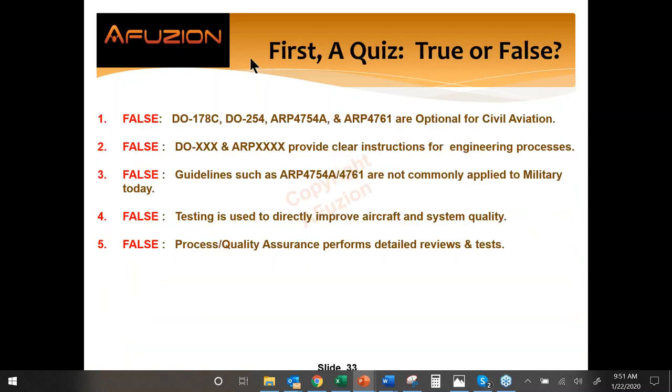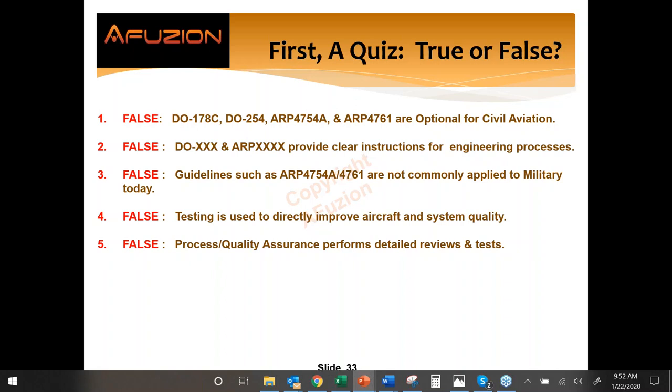Got it? Now, here's the answer to the quiz. Wow, 50 minutes ago, you took the quiz. They're all false. Folks, 178254 ARPs, they're not optional for civil. They're required. And increasingly, they're required for military as well, worldwide.